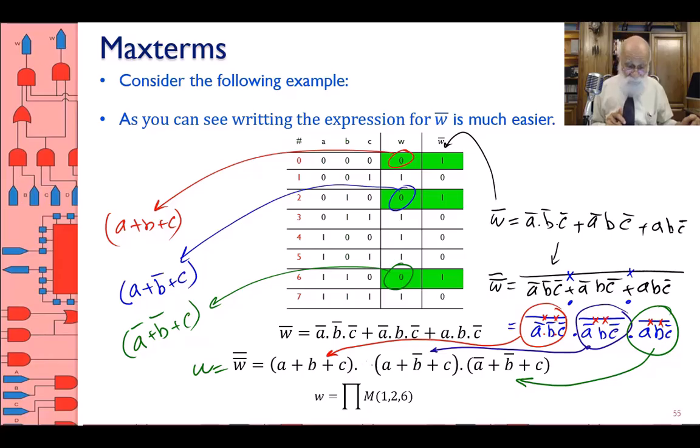These zeros in W are called Maxterms. Instead of writing sum of minterms, I can write product of Maxterms. What Maxterms? 1, 2, and 6. What is 1?